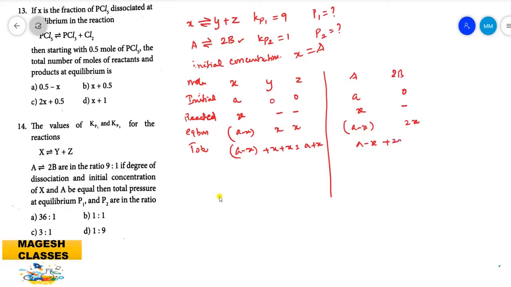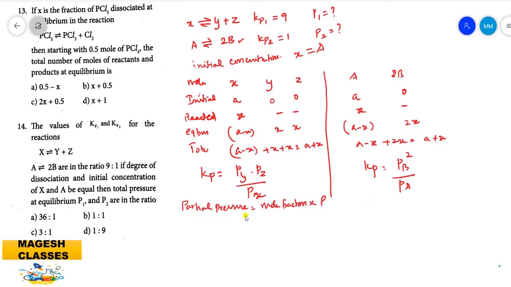A minus x plus 2x, here also A plus x. By writing the Kp expression, Kp1 is equal to partial pressure of Y into partial pressure of Z divided by partial pressure of X. Kp2 is equal to partial pressure of B squared upon partial pressure of A. Partial pressure is obtained by mole fraction into total pressure. Here the total pressure is P1, and here it is P2.